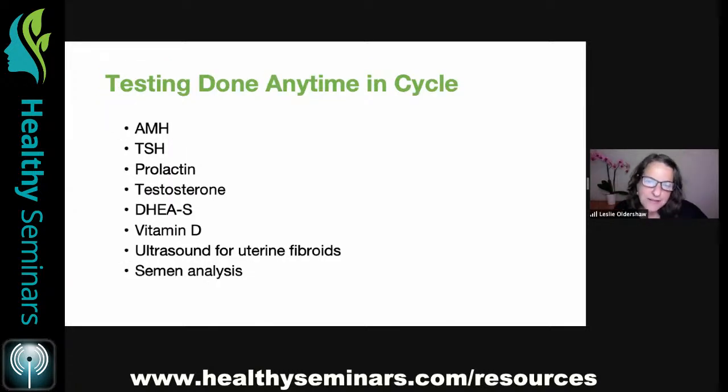And there's a number of tests that can be done anytime in the cycle. They're not dependent on what cycle day it is. And that would be AMH, TSH, prolactin, testosterone, DHEA, vitamin D, ultrasounds for uterine fibroids, and semen analyses.